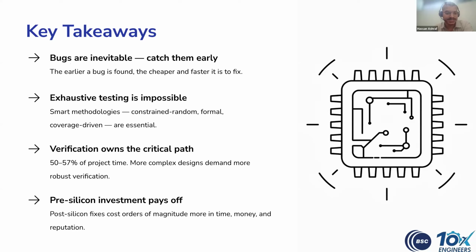Verification owns the critical path, more than 50% of the project time, and the proportional cost goes to verification. And pre-silicon investment pays off. If the pre-silicon verification is decent enough, you will be confident enough with your post-silicon product. But if you find something buggy in the post-silicon stage, you get doubtful about the pre-silicon stage as well. So you repeat the pre-silicon phase again.